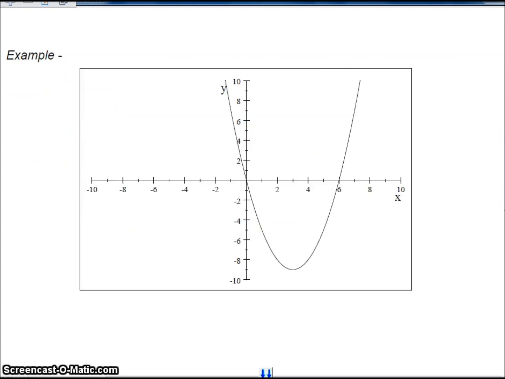All right, so let's take a look at an example. So here we have a parabola. This is from the square family of functions, which we'll talk about in section 2.3.